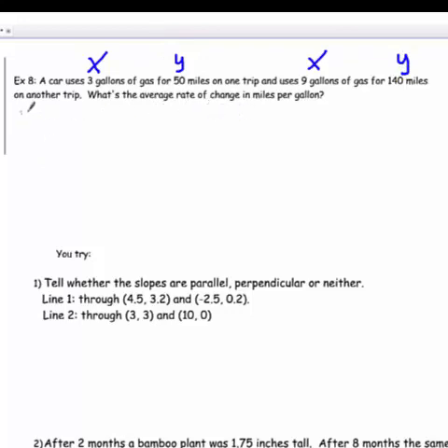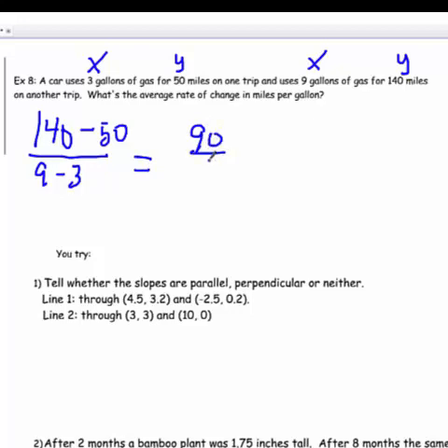So I know we can just find average rate of change. It's just looking for the slope. So we're just doing 140 minus 50, and we're dividing that by 9 minus 3. And there we go. Bada bing, bada boom, ain't nothing but a thing. So that is 90 divided by 6, which gives us a fraction that you guys got to simplify.